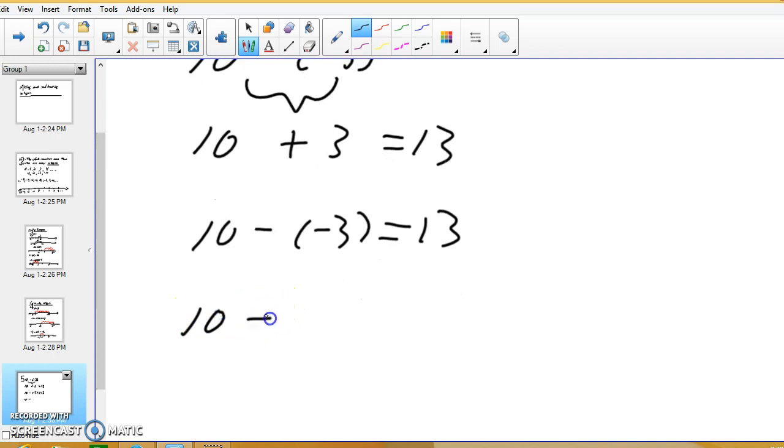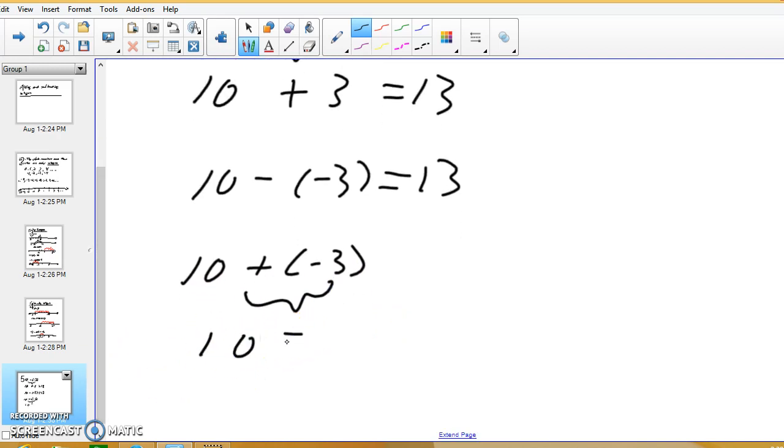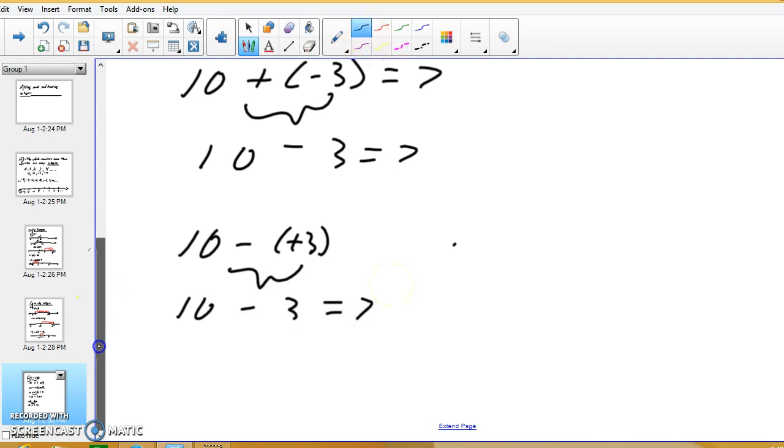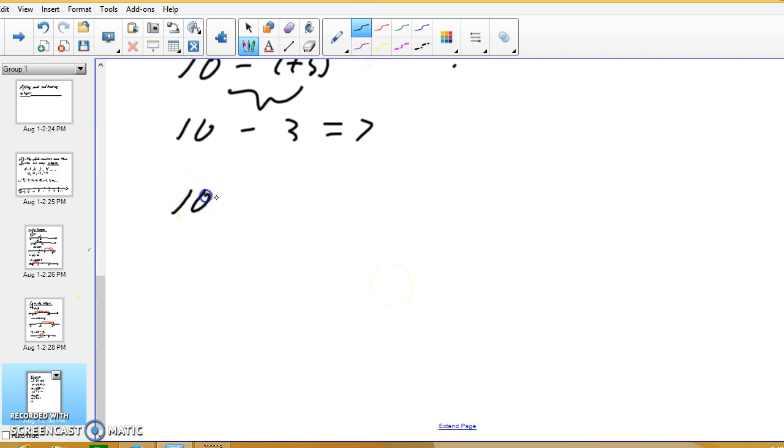On the contrary, if you have a negative and a positive, think of it as subtraction. So a negative and a positive just makes a negative. So 10 minus 3 is equal to 7. And that can be in either direction. So you could have 10 minus a positive 3. Again, that just becomes a negative. 10 minus 3 is equal to 7. And then the same thing works. So 10 plus a positive 3 is equal to 13 because a plus and a plus makes a plus.